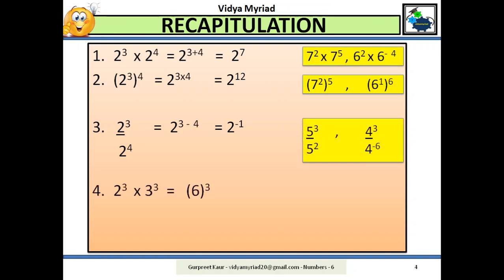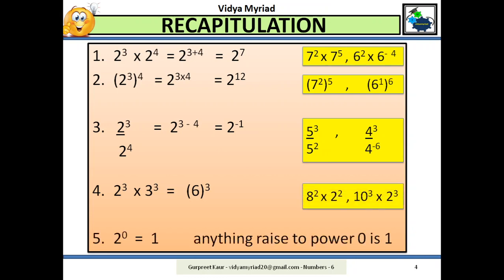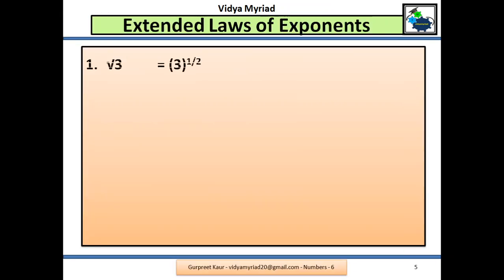Next is 2 raised to power 3 multiplied by 3 raised to power 3. So here 2 into 3 is 6, and the common power 3, I will write it outside. And I know that 2 raised to power 0 is 1. So in the yellow boxes, I have written some similar questions based on the examples. Please practice these. Now let us proceed further with the extended laws of exponents.